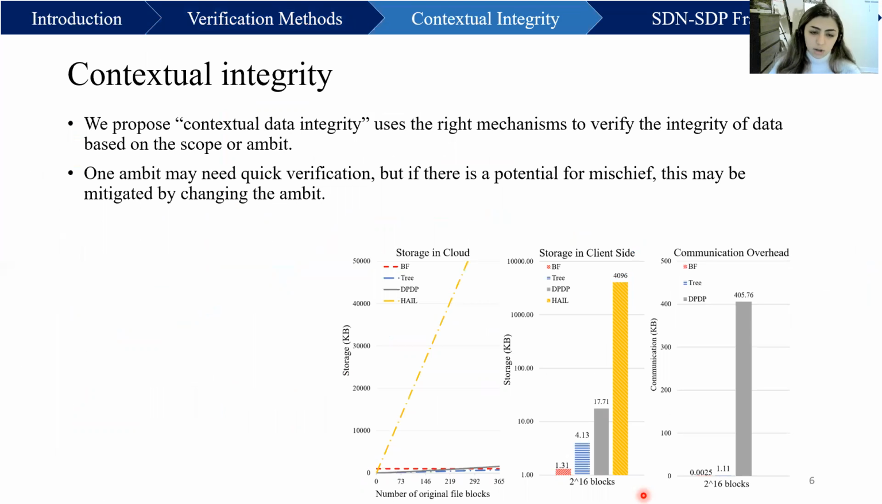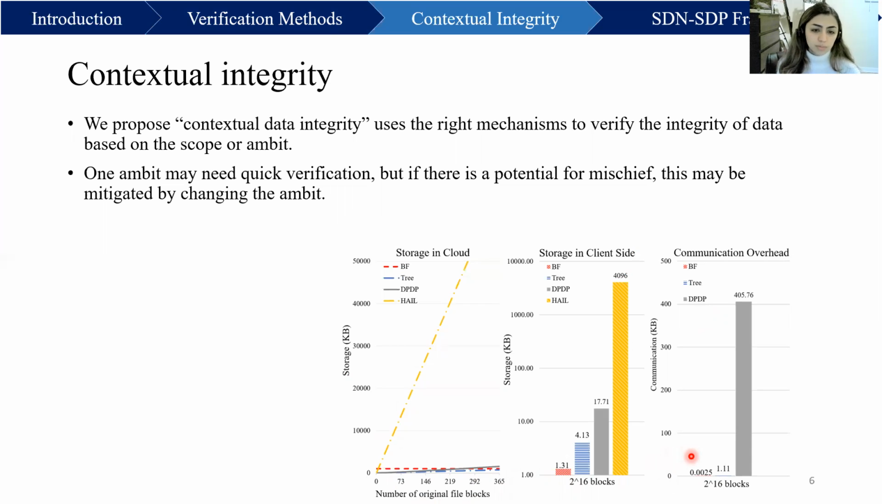So this is the comparison between the storage in the cloud, the storage in client side, and communication overhead. The storage in client side is mostly keys, and communication overhead between Bloom filter, tree, DPDP, and HAIL. For communication, we didn't have any data for HAIL. It wasn't in the paper that provided HAIL. So as you can see, Bloom filter is the most efficient of all in everything. Then it's tree, then DPDP, and then HAIL. But HAIL is the most secure one.